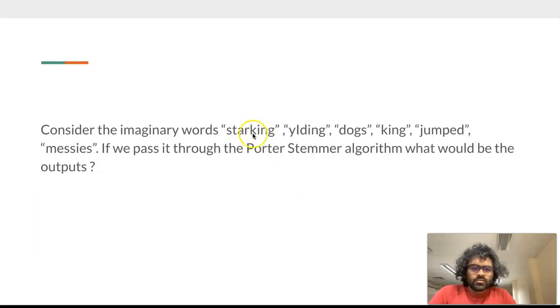Now suppose starking. If stark is a verb, it will become stark. If stark is not a verb, it will remain starking. So it depends upon whether stark is a verb or not. Same with yielding. If yield is a verb, it will become yield, and if yield is not a verb, it will remain as it is.